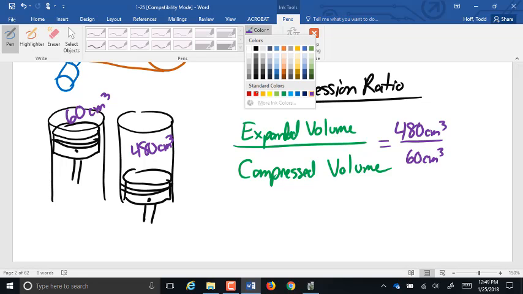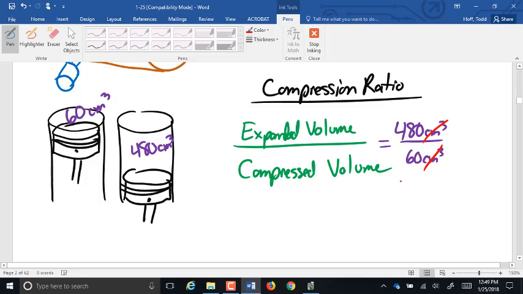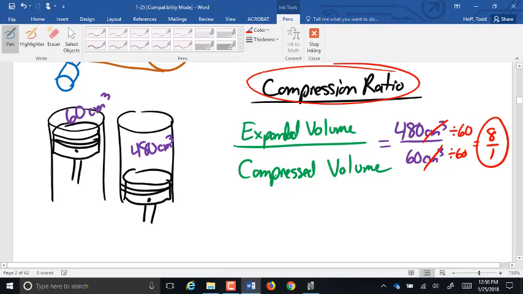Now the cubic centimeters cancel out. Both 480 and 60 are divisible by 60. Gives us an 8-to-1 compression ratio. Compression ratio, by the way, is one ratio that is almost always expressed as a unit ratio, even if it doesn't work out nice and neat like this one.